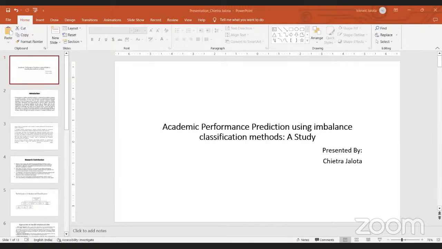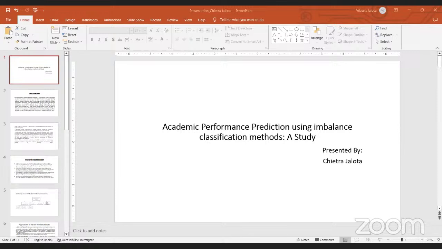A very good afternoon, sir. This is Chitra, and I'm going to present my paper in which we have used imbalanced classification methods so that we can predict the academic performance of the students. Sir, data is in the imbalanced state, as we all know. If we give that imbalanced data to our model, the result would be biased. To stop this problem and get the correct result, we use these imbalanced classification methods.